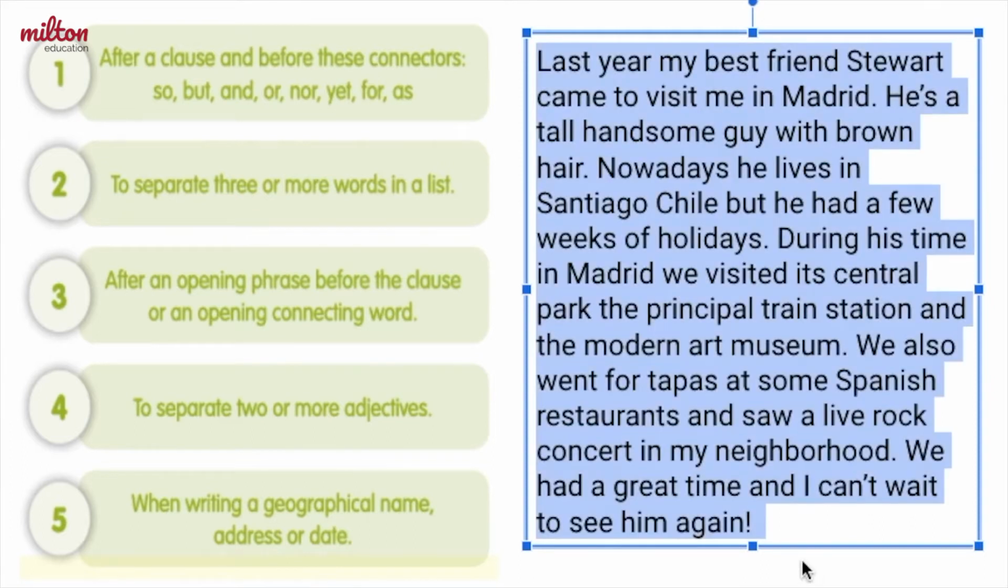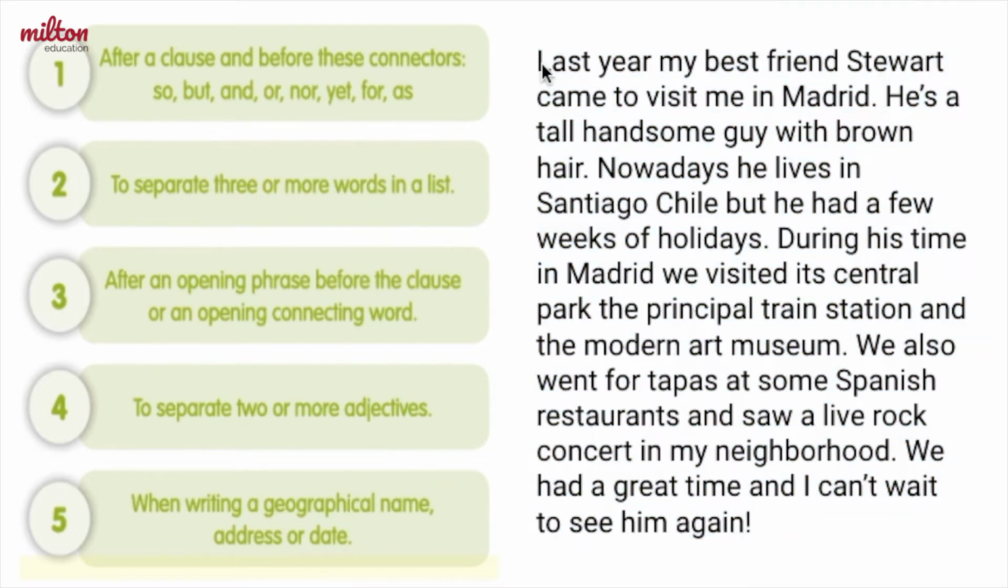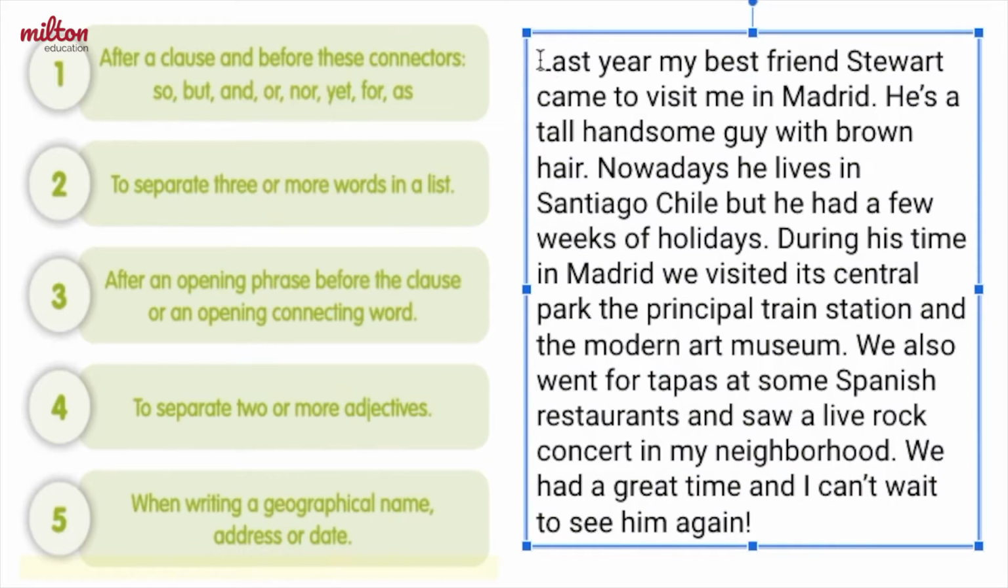Here's a short text that I wrote about when my best friend Stuart came to visit me here in Madrid. Let's go through it sentence by sentence and talk about the different rules for using commas. Last year, my best friend Stuart came to visit me in Madrid. In this first sentence, we need a comma after last year.